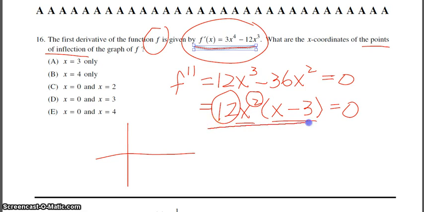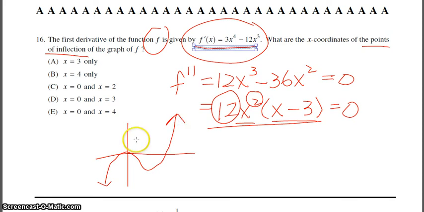And then you need to know some basics of polynomials. This is a cubic function. It has a double zero at 0. It has another zero at 3. Its leading coefficient is positive, so the function will be like this, right? Like that. And where is the point of inflection?